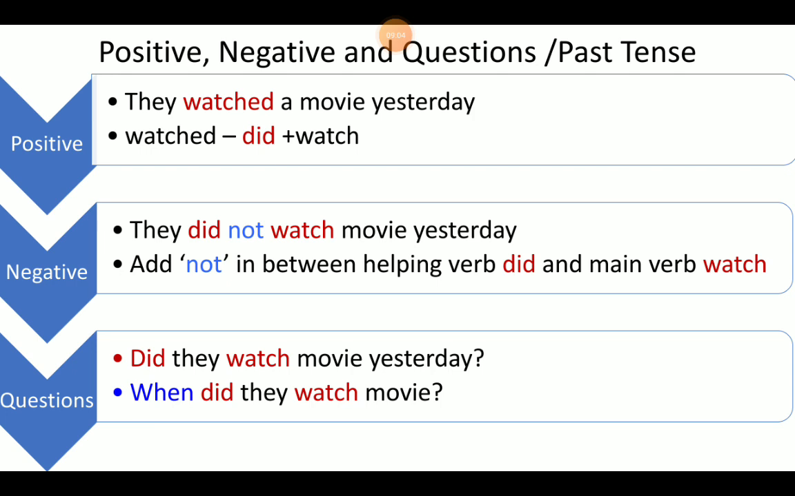And next one, WH question. For WH question, the same thing. Before the auxiliary verb, before the helping verb did, you should use the appropriate question word. Here, what kind of WH word you should use? So here the key word is yesterday. The answering word is yesterday. So the appropriate question word for this is when, right? So when did they watch movie? That's all about it. It's very simple.